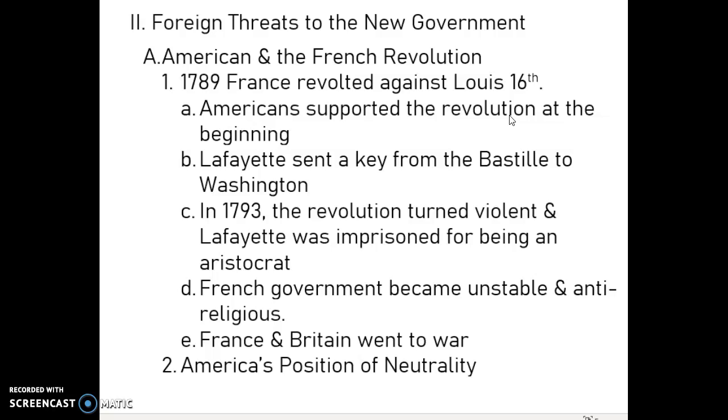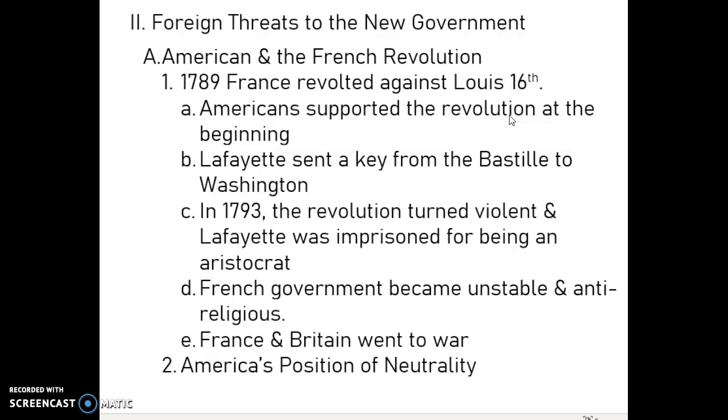And eventually the citizens of France storm a prison in Paris called the Bastille, and they open it up and let everybody out, and then eventually they take Louis XVI and capture his queen, Marie Antoinette, and imprison them in the local Paris palace called the Tuileries. At first it seemed like a great thing, and a lot of Americans supported the revolution, and they were excited for what France was going to do.